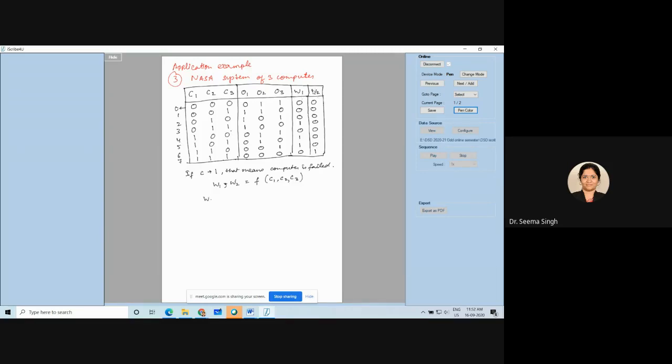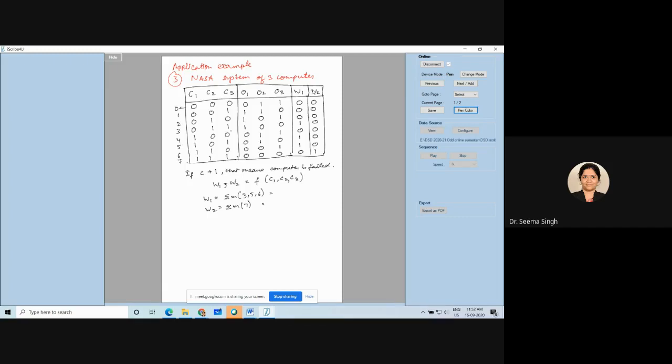Now, what is W1 equal to? 3, 5, and 6. Yes. 3, 5, and 6. And what is W2 summation? 7. Only 7. So you can make an equation of it, right? And you can make a circuit of it. Okay. Now we are doing only the computer system.